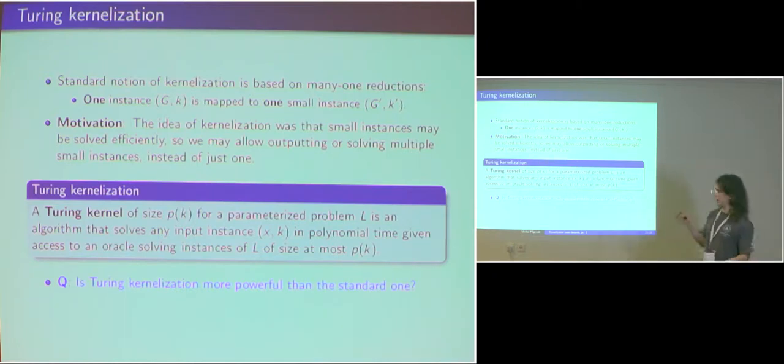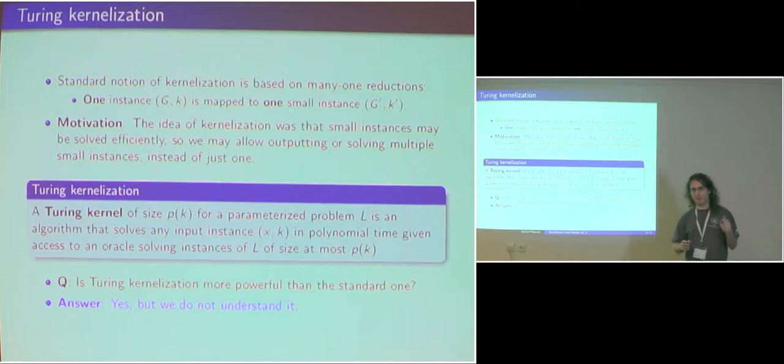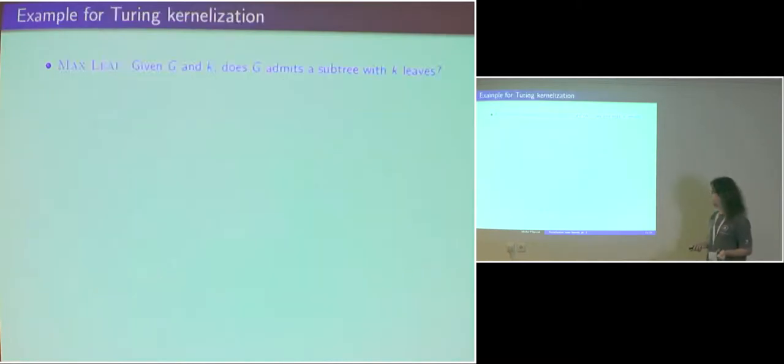So the answer to this question is that yes, it does, meaning we do have examples of problems that have Turing kernels, but do not have provably normal kernels. But we don't understand it, meaning we don't understand complexity lower bounds for Turing kernelization. Okay, so one example that I would like to show you of this phenomenon is the max-leaf problem. So given a graph G and an integer k, does the graph have a subtree, a subgraph that is a tree, that has k leaves?